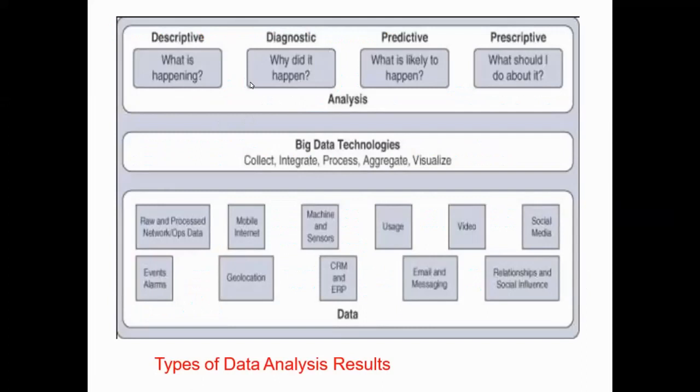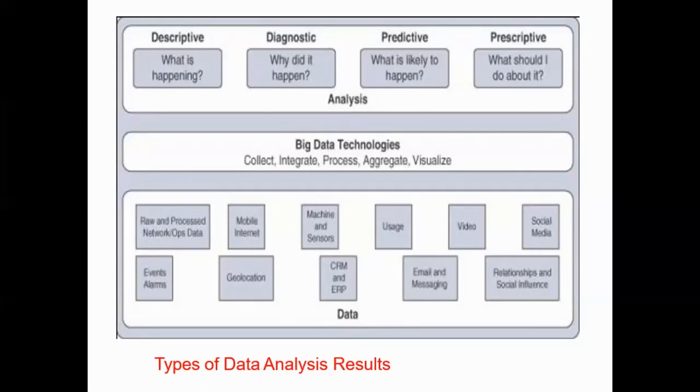So what are the types of data analysis? You will see it is either descriptive, diagnostic, predictive, or prescriptive. In descriptive, the question is what is happening, since you are analyzing something. But in diagnostic, you ask why did it happen? You are finding the reason for it.